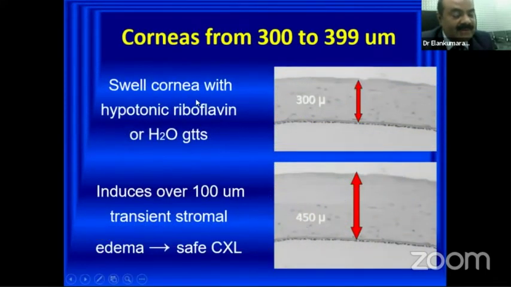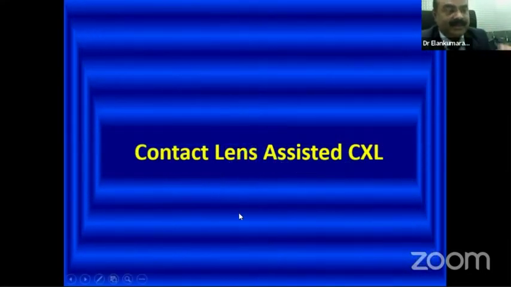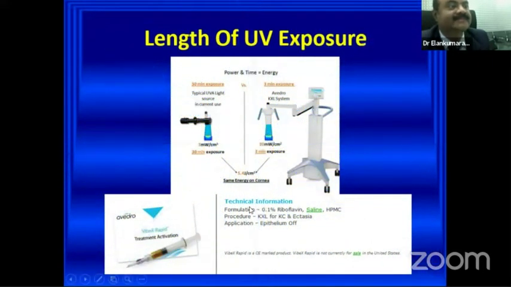How do we do that? Special riboflavin, hypotonic riboflavin is available. Use that so that the cornea thickens and then the corneal cross-linking can be done. The other option is to use a contact lens assisted corneal collagen cross-linking, which is described by Susan Jacob. But the only thing to be taken care of is you have to choose a contact lens which does not filter the UV light. There are lenses available for this.